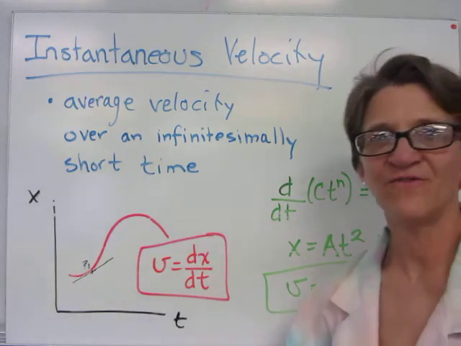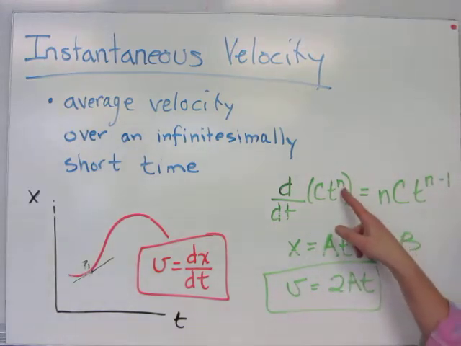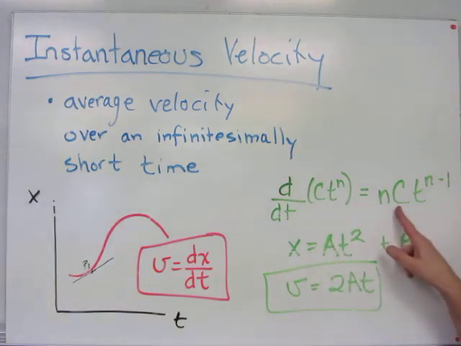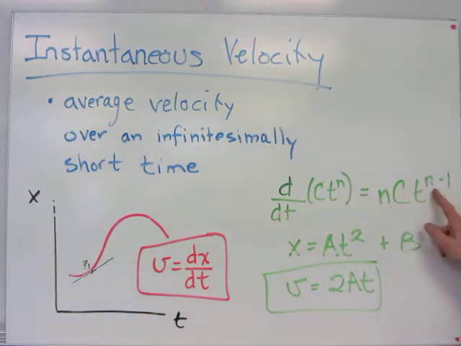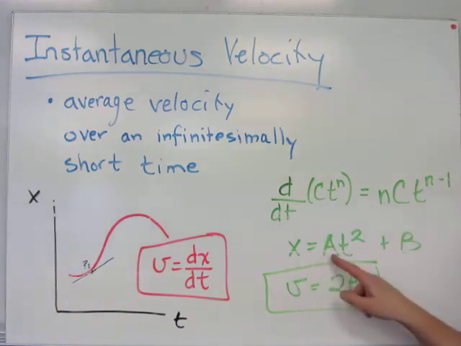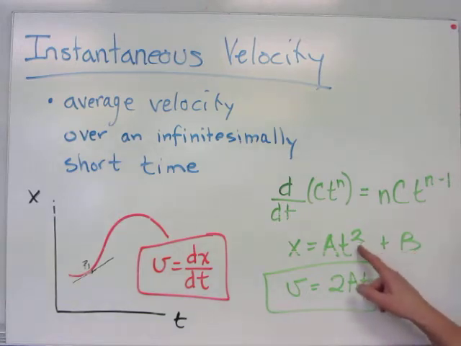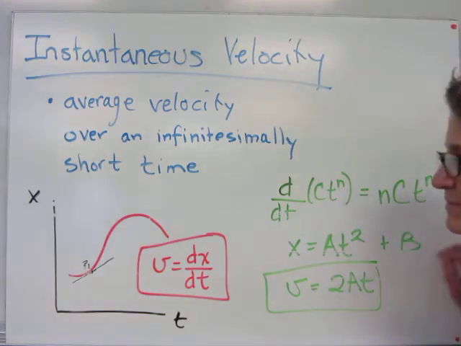To take a derivative, you do the following. You take your exponent on your variable, for us it will be t, and you multiply it by the number that's in front of your variable. So we have n times c, and then you subtract 1 from your exponent. So for example, we have x equals at squared plus b. Our first derivative would be 2a times t, and the b goes away because there's no time involved.